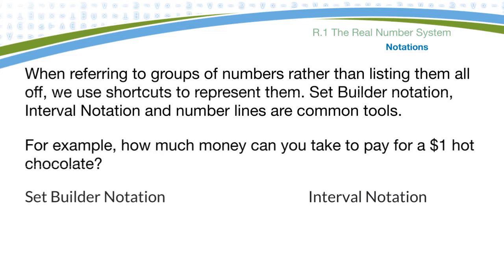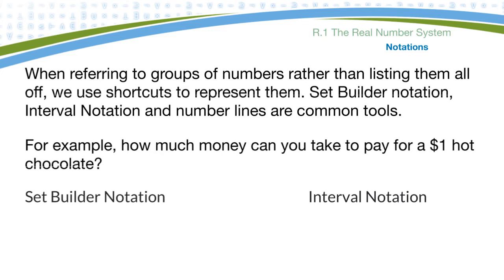So for example, if I say, how much money do you have to take in order to pay for a $1 hot chocolate at Tim's or wherever? So you can say, well, you have to take $1. Well, you really have to take $1.05, right? Because of tax. And so I could take $1.05, or I could take $2, or I could take 5 or 10, etc. So there's not just one answer to that question. You could take a ton. But rather than listing them all, you could do something like this.